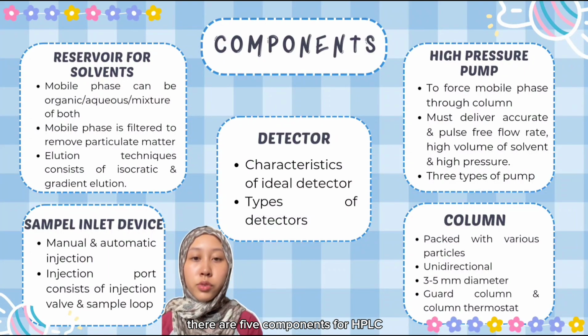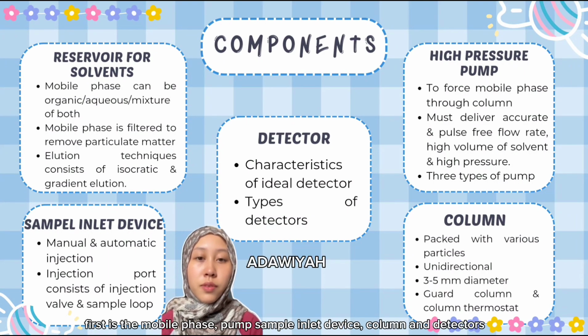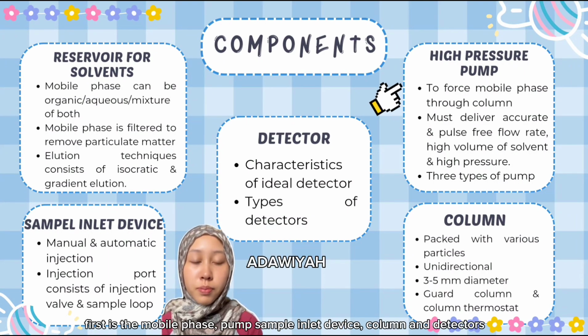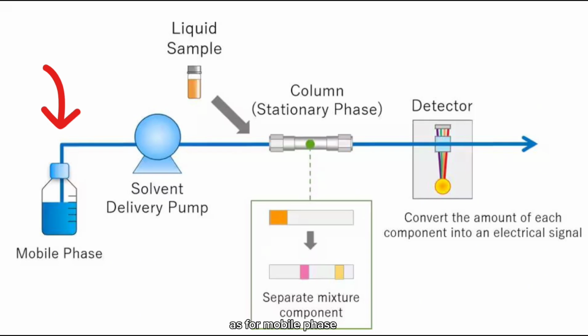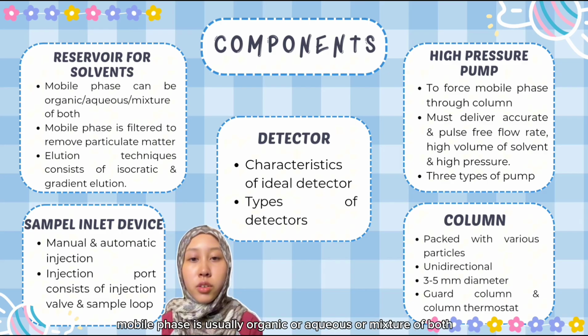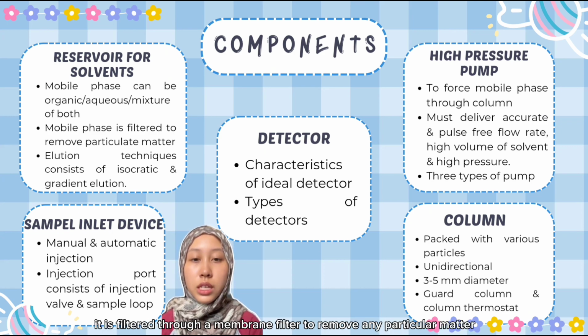There are five components of HPLC. First is the mobile phase, then the pump, sample inlet device, columns, and detectors. As for the mobile phase, it is usually organic or aqueous or a mixture of both. It is filtered through a membrane filter to remove any particulate matter.